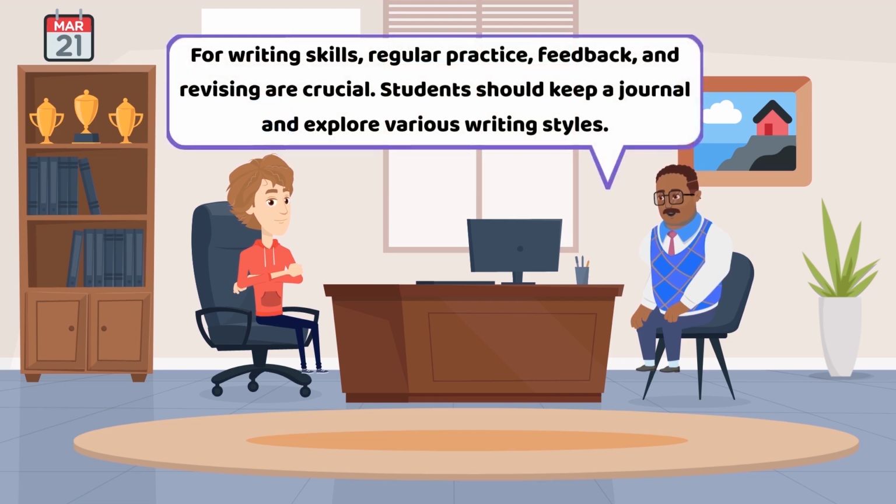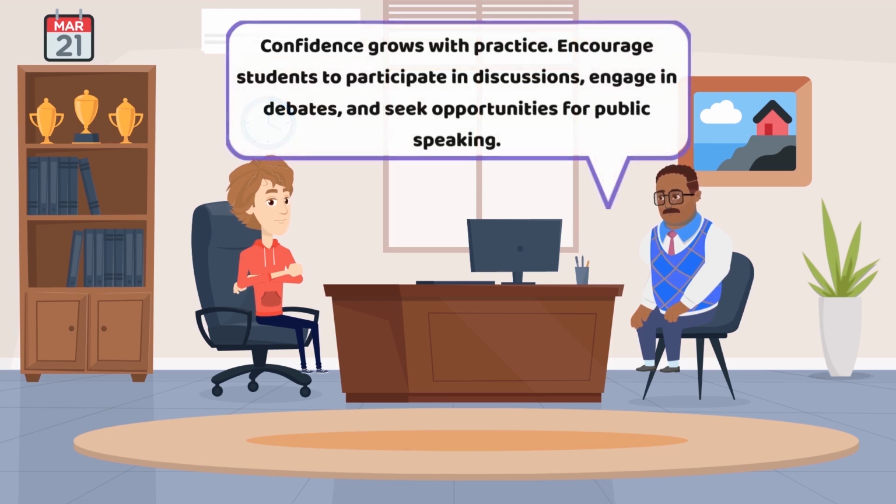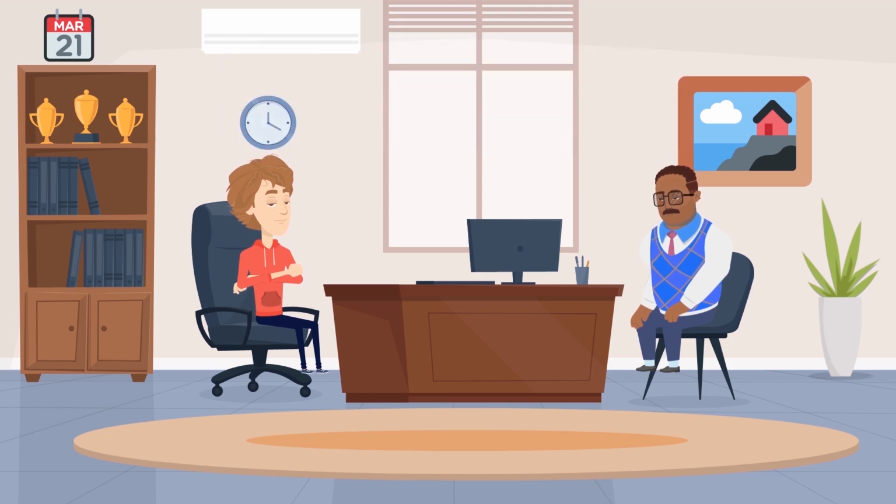For writing skills, regular practice, feedback, and revising are crucial. Students should keep a journal and explore various writing styles. How can students work on building confidence in their English-speaking abilities? Confidence grows with practice. Encourage students to participate in discussions, engage in debates, and seek opportunities for public speaking.